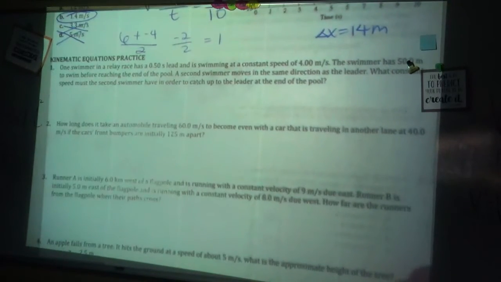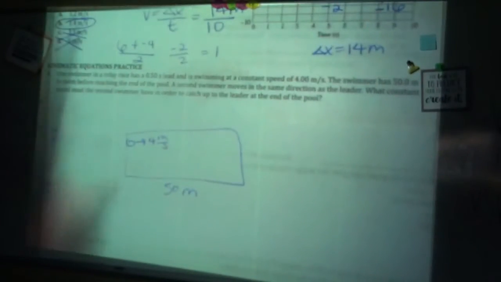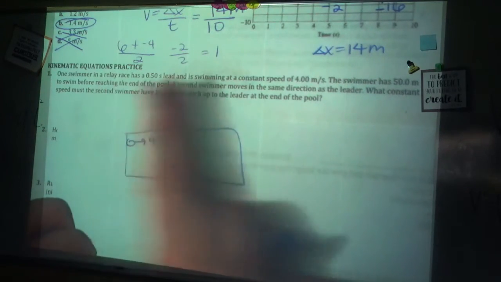All right, our equation practice, what everybody hated. We have a swimmer in a relay, and it has a 0.5 second lead, and is swimming at a constant speed of 4 meters per second. So this is my pool. It says there's 15 meters to go, and she's going at 4 meters per second. And then another swimmer moves in the same direction. What speed do they have to go at in order to catch up?